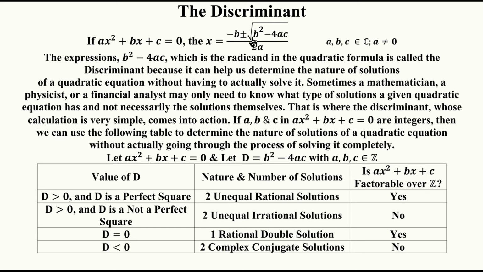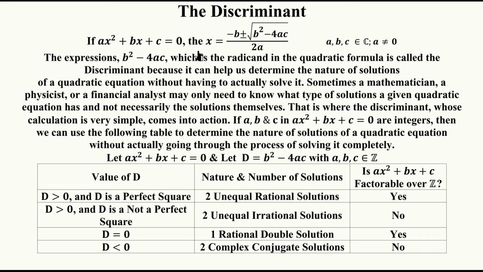We call the expression under a radical the radicand. Now, the radicand of the quadratic formula actually is an important number. We call it the discriminant because it helps us discriminate, or tell the difference, between various types of solutions for a quadratic equation of this form.